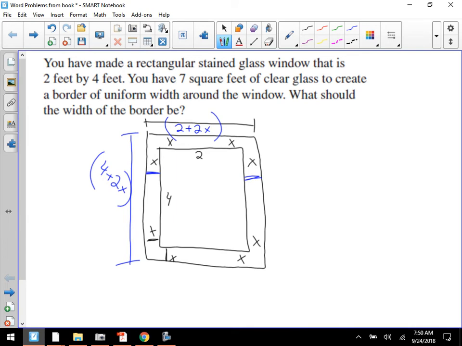So what happens is we get 2 plus 2x times the quantity 4 plus 2x. That's the area of the whole object. I need to back out the actual picture. What was the area of the picture? 8. So I back out the 8. And then this gives me this area here.